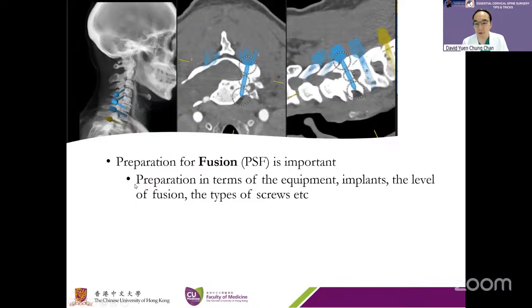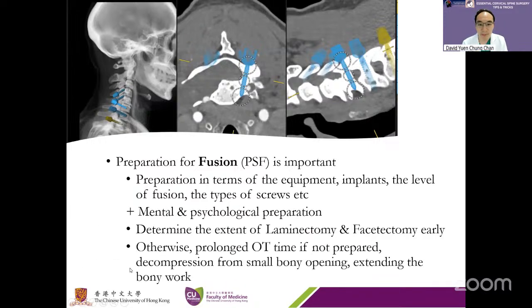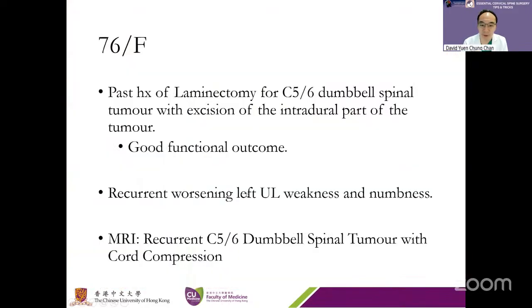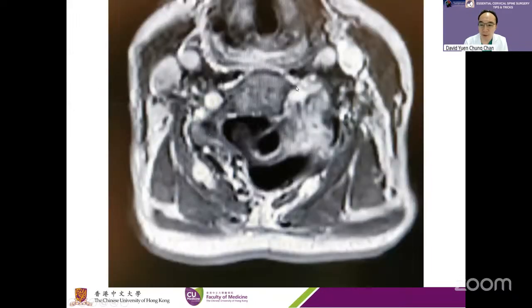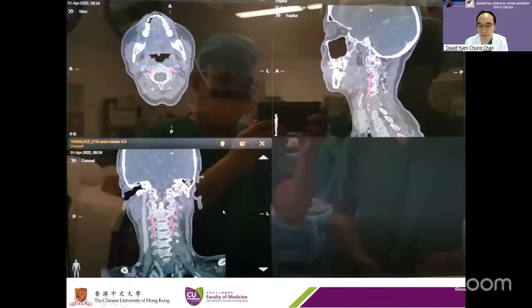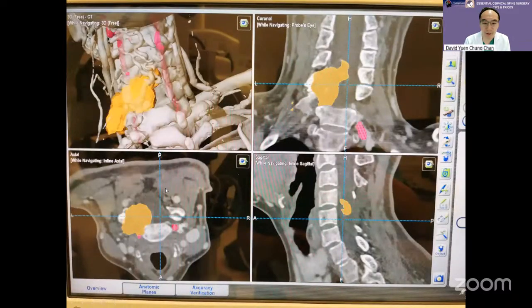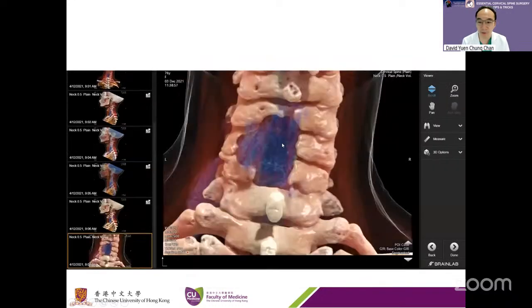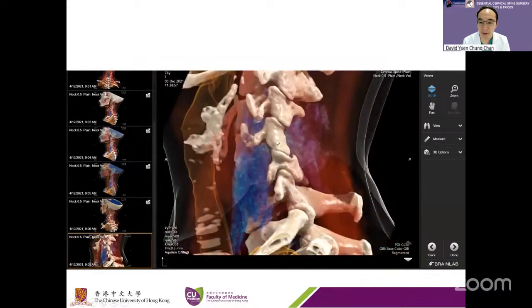And sharing some more other complex spinal tumors, like dumbbell spinal tumor, in which there's an extension of the tumor all the way to the lateral recess. Like this lady with a recurrent dumbbell schwannoma, you can see previous laminectomy. Now the residual tumor keeps on growing and has some mass effect on the spinal cord with bony erosion.